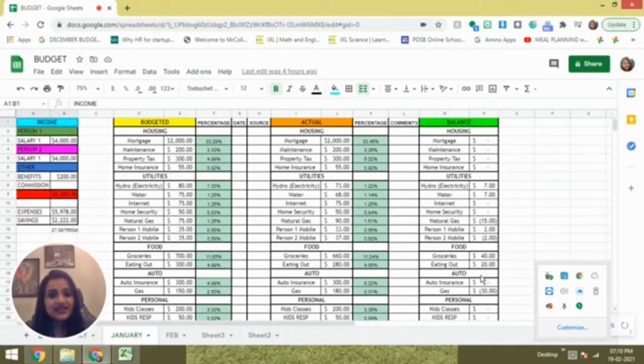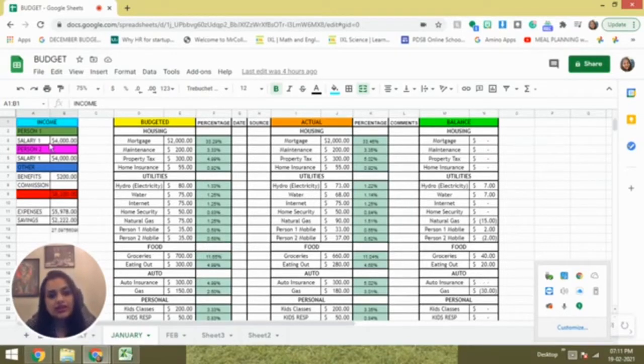Whereas Excel can be saved on a laptop or a desktop, and every time you have to access that particular laptop or desktop, or save here and there to access it and update it. So Google Sheets in that way is much better. So let's jump into the video and check how I budget my household expenses and income.